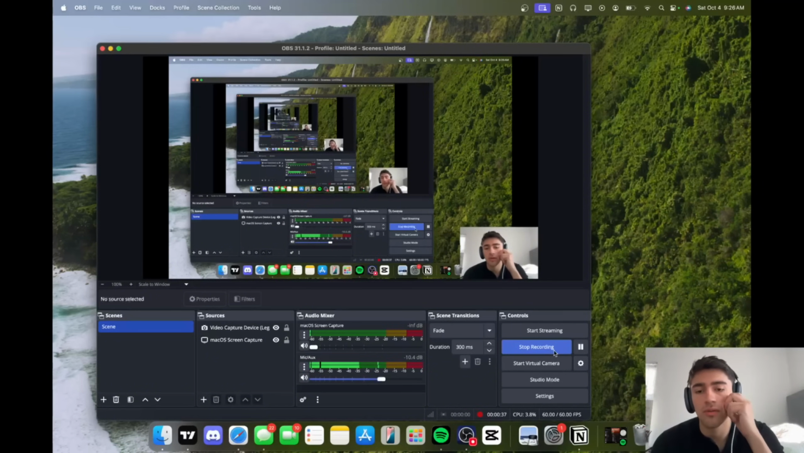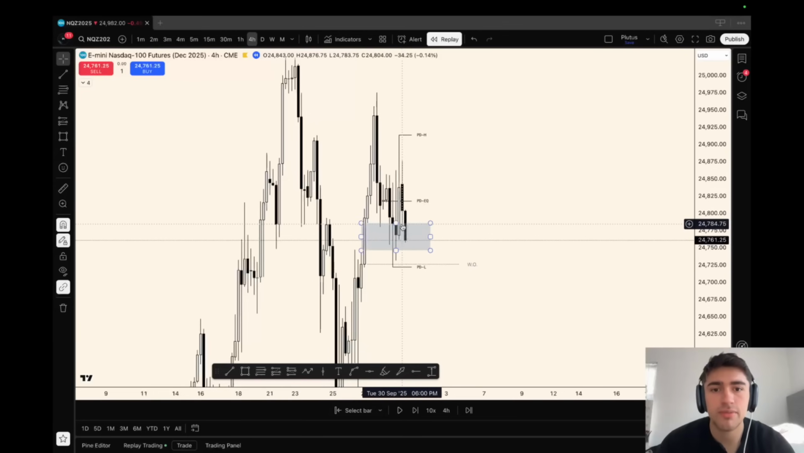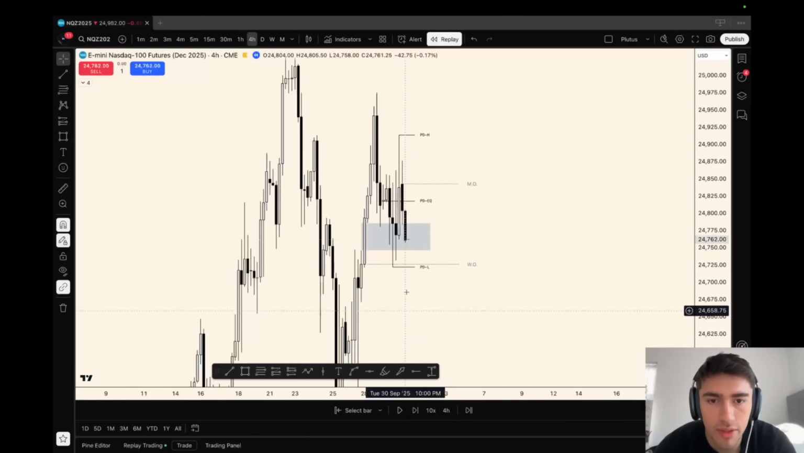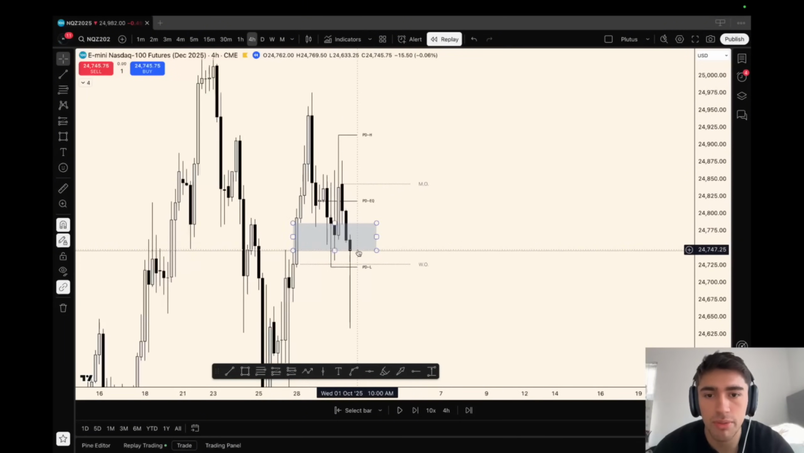Okay, so let's take a look. So now, what is price doing here? This is 6 p.m. This is 10 p.m. Not yet, I want to do one more candle. Boom. Okay, 2 a.m. What are we doing? We're sweeping previous day low. And now what are we looking at? Most likely, we're going to go to previous day high.